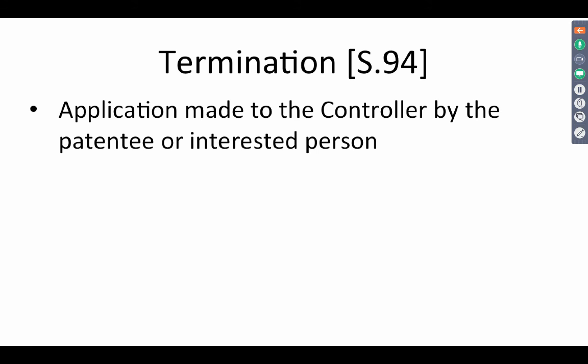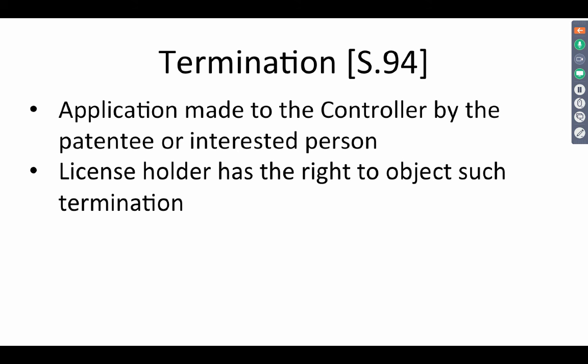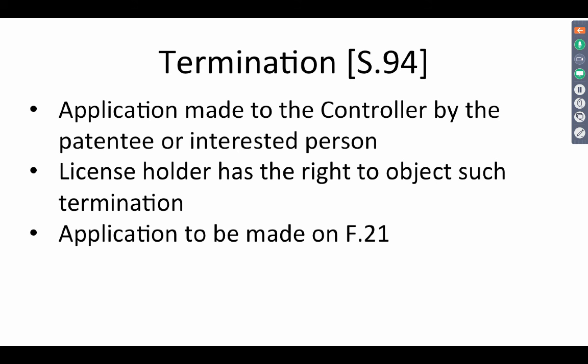Now there is also a provision for termination under 94. The provision for termination of a compulsory license that has already been granted. An application can be made to the controller by the patentee or an interested person. The license holder also has the right to object to such termination. Application shall be made in form 21. Now this pertains to compulsory license granted under 84.